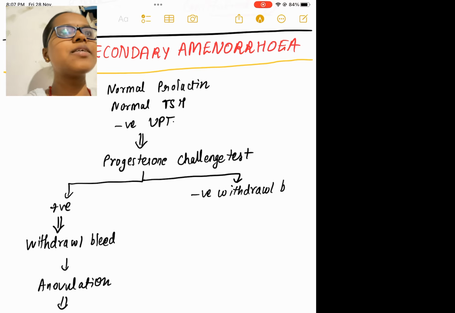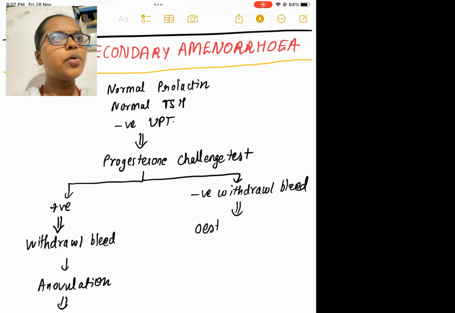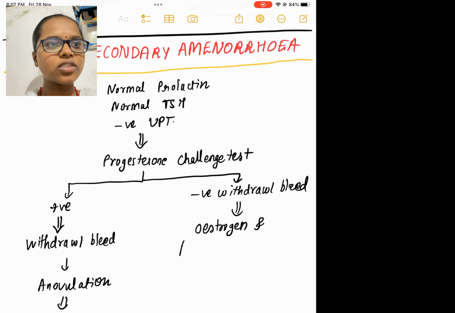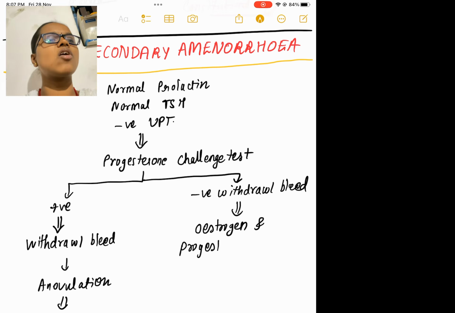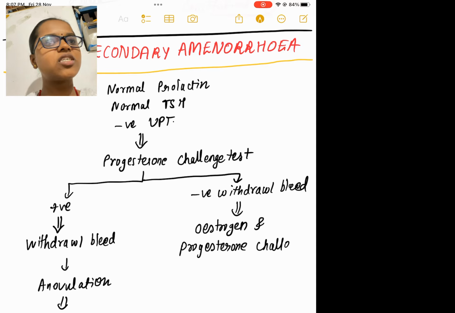Positive withdrawal means her uterus is already primed with estrogen. You are giving progesterone, and normally they get progesterone only after ovulation. Here there is no ovulation. So the cause is anovulation, PCOS. Post progesterone challenge test, if there is a bleed, that is anovulation, PCOS.